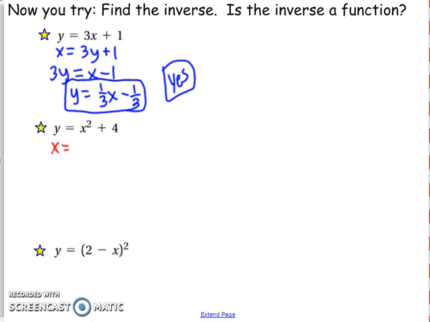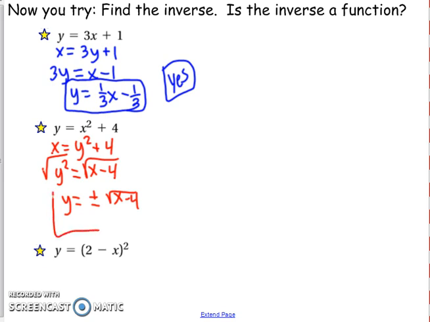Okay, next one, again, change the x's and the y's. I'm just going to change the order. So I'm going to subtract the 4. And then I have to take the square root. So y equals plus or minus the square root of x minus 4. So here's my inverse. And because I have that plus or minus, this is not a function.